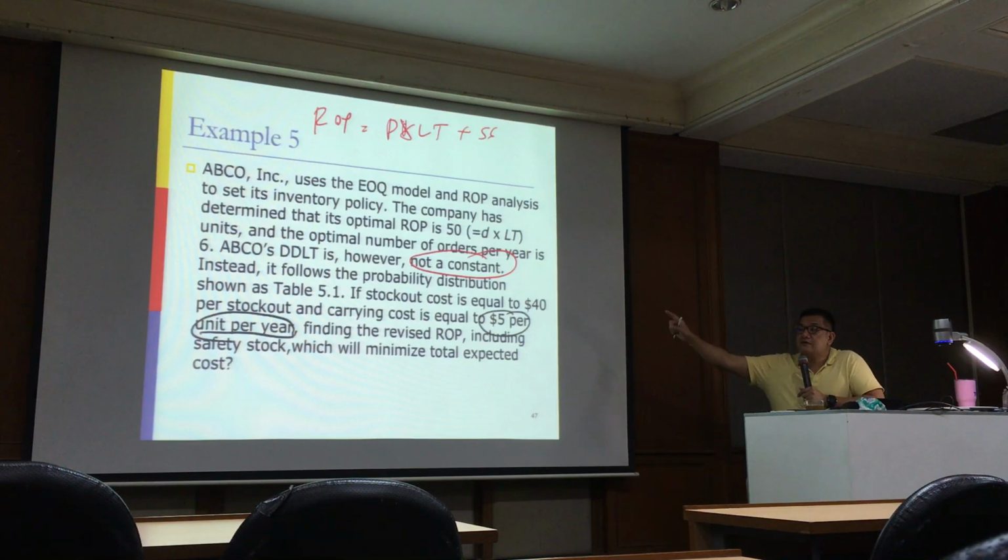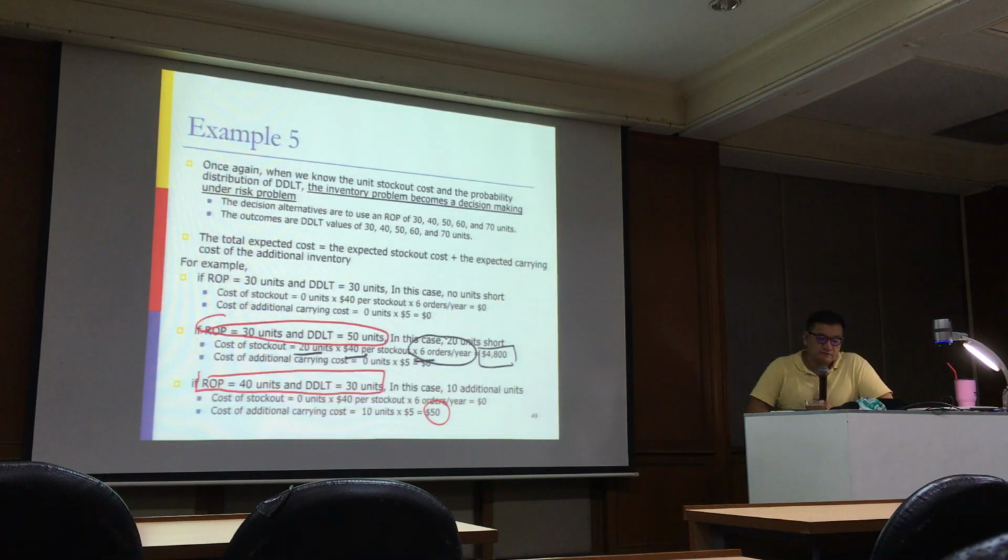So that's why for stock out cost, per one order, you short 20 units. You use 20 multiplied by 40, but you have 6 orders. So that's why you need to multiply 6. But for carrying cost, the cost is calculated based on per unit per year already. Okay, no need to multiply 6. So that's why we're using $5 multiplied with 10. Okay, so then you have 50.